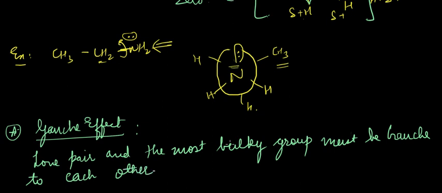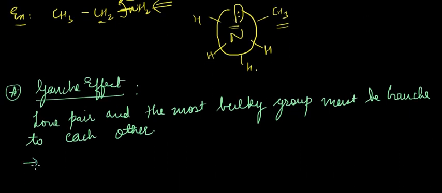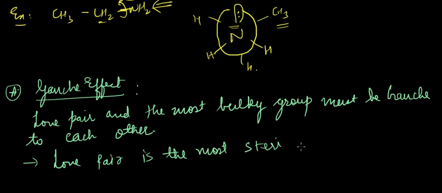As the lone pair is the least sterically hindered group, hence we place it with the most sterically hindered group, so that both the effects kind of cancel out each other.